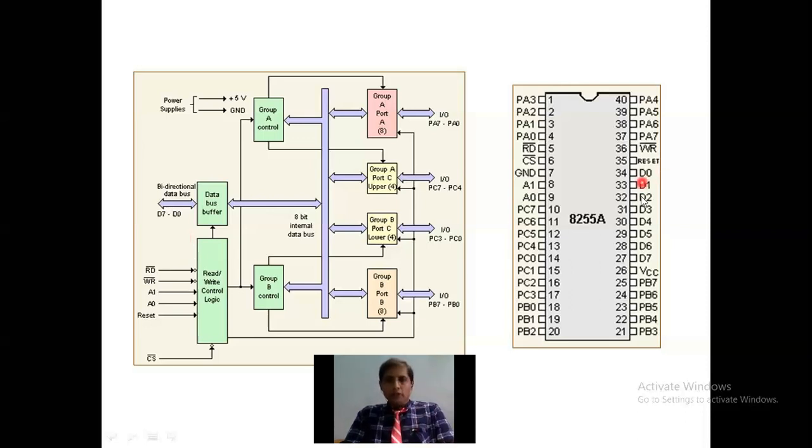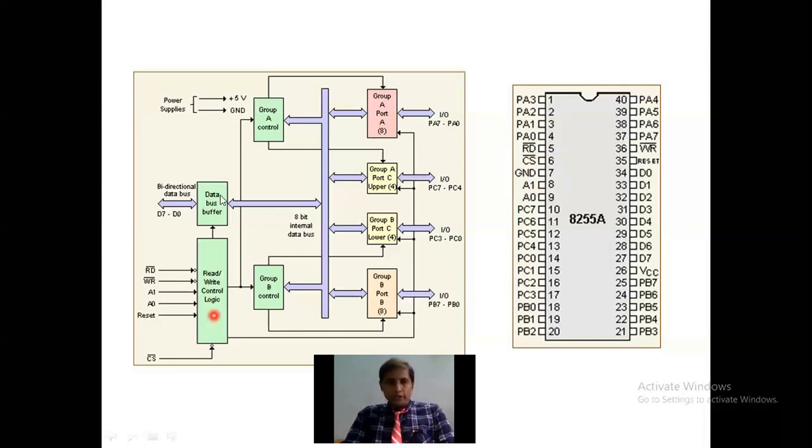Here the pins are ready to perform IO operation. Additionally, BSR mode is possible for port C. All 3 ports are ready to perform IO, and in addition to IO operation, port C can perform BSR mode of operation. Port C can be divided into 2 parts: port C lower and port C upper. And we have read bar and write bar, and this 8255 comes into operation only by activating the CS bar signal. The CS bar is activated with the help of an external decoder, and that decoder receives address lines from the processor. So indirectly, the 8255 is controlled by the processor only.